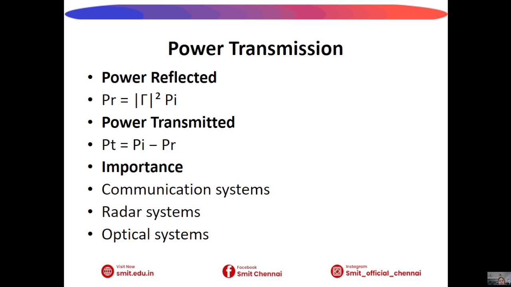Next we see about the power transmission. The reflected power is proportional to the square of the reflection coefficient. The transmitted power is equal to the incident power minus the reflected power. Engineers use these calculations to design efficient communication systems and minimize signal losses.